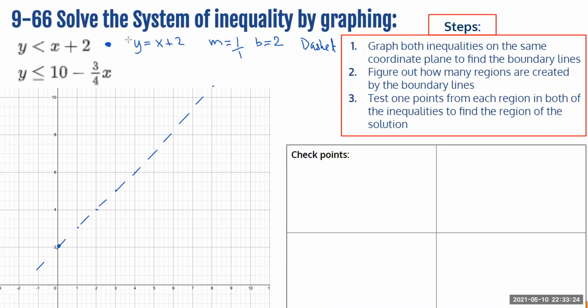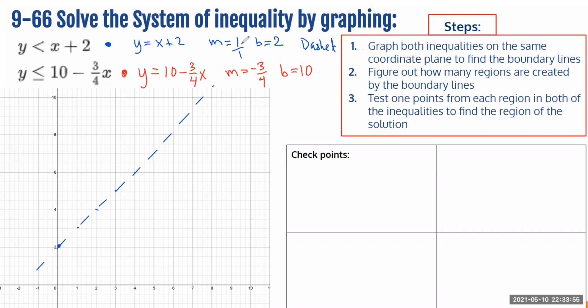All right, now for the second line, I'm going to do this in red. And this time, our equation y equals 10 minus 3/4 x has a slope of negative 3/4. Remember, it's always the coefficient of x. So even though these are switched around, the slope goes with x. And the y-intercept is the constant.